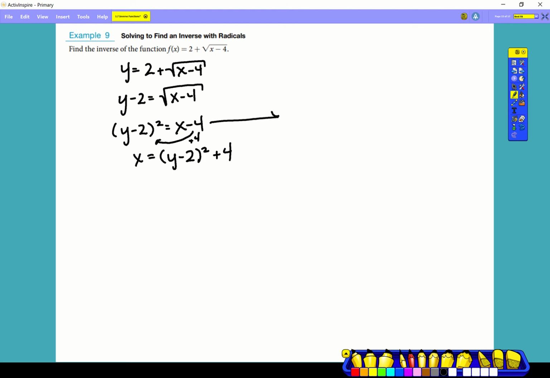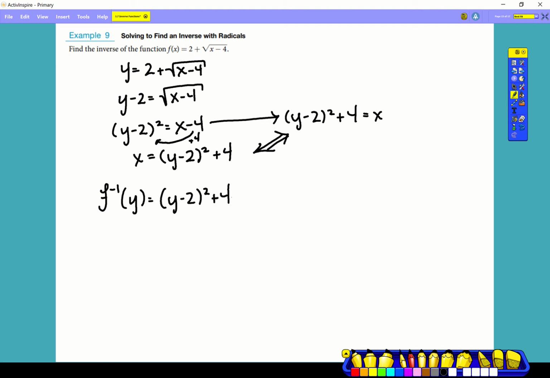If you were to carry it out in exactly the same fashion here, you would get y minus 2 squared plus 4 equals x. You can see that these are equivalent. I just switched it around, and we're allowed to do that. So therefore, our inverse is like this.